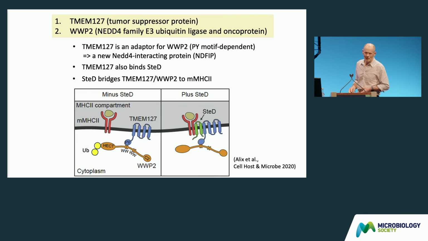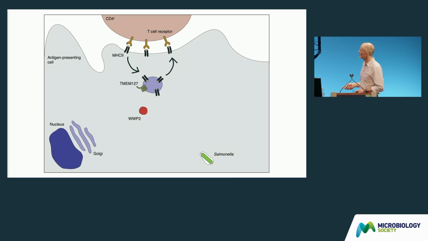But that's really not very satisfactory. That just tells you this binds to that, that binds to this. What's the actual mechanism? Well, this is where we are at this point. So TMEM127 can bind WWP2, but we don't know anything else about this in the absence of Salmonella, just that these two combine. Then STED is produced.